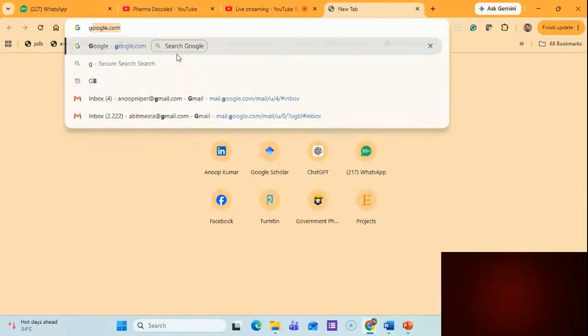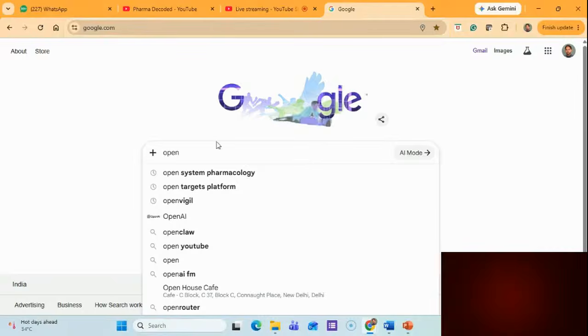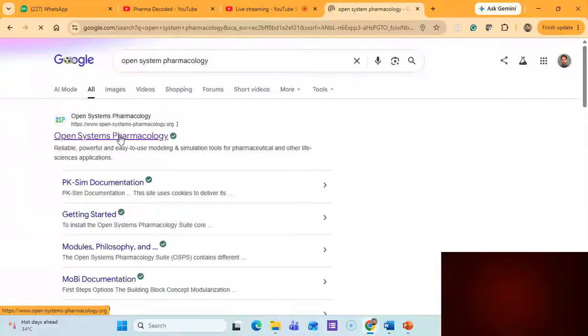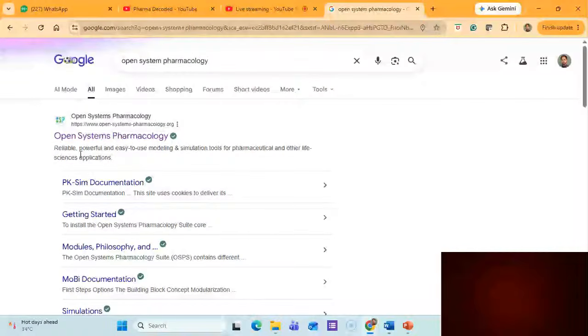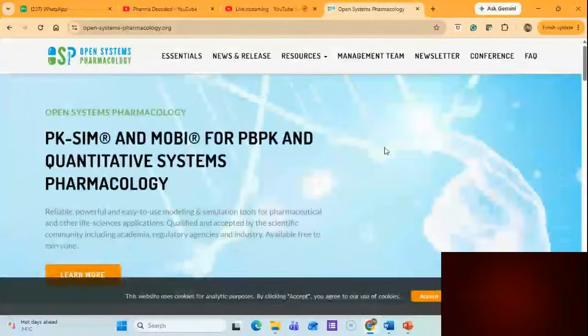There is Open Systems Pharmacology. Of course it's not the scope of this, but I am just showing you, if anyone of you is interested, you can just type in Google Open Systems Pharmacology, just add open. Is my screen visible? Can anyone confirm it?